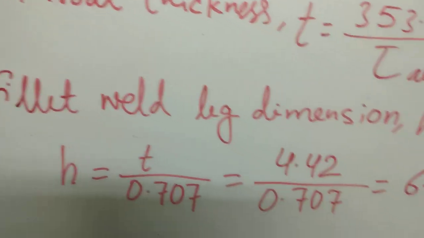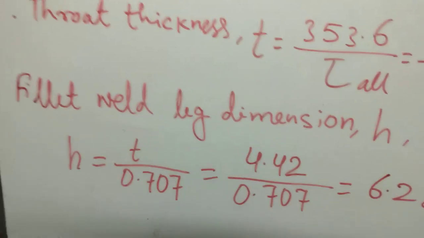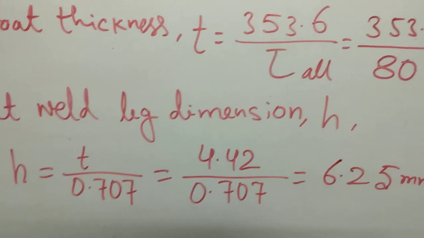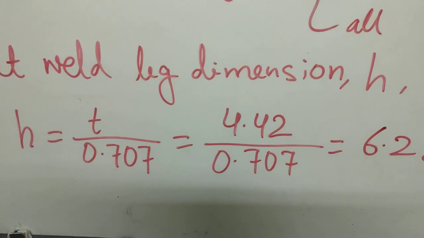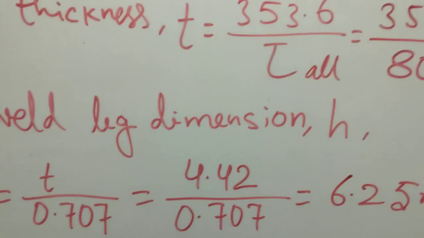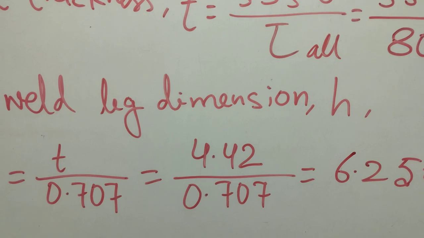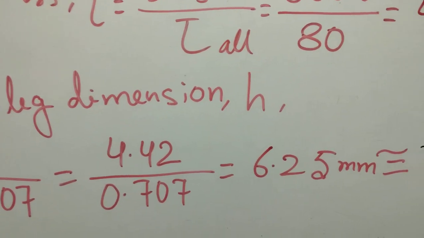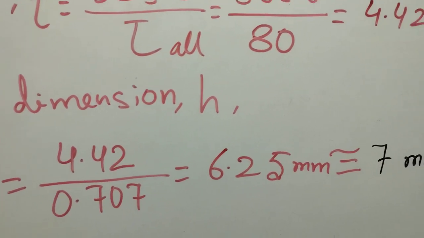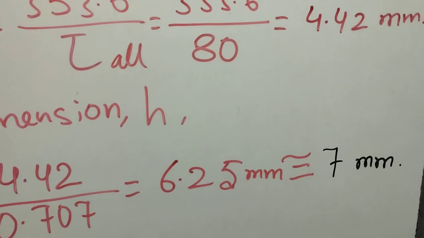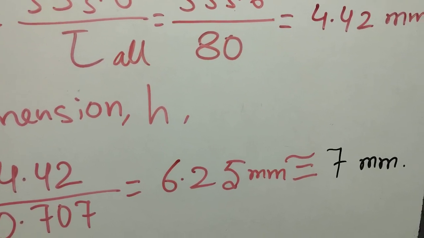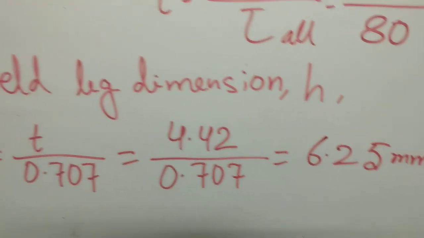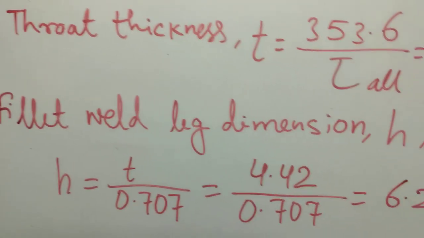Then the weld leg dimension, which is H, we can find by applying the formula H equal to T divided by 0.707. Then 4.42 divided by 0.707 equals 6.25. Then we round off the dimension. Then we get 7 millimeter as the H value, which is the leg length.